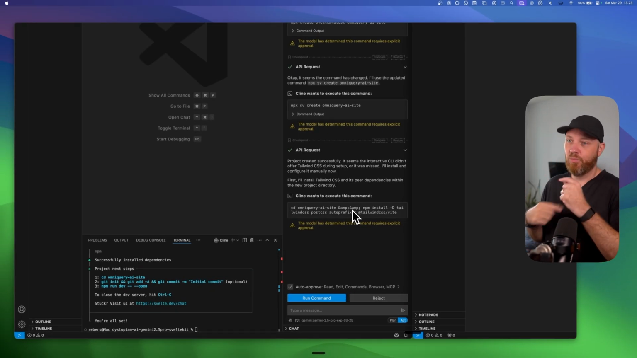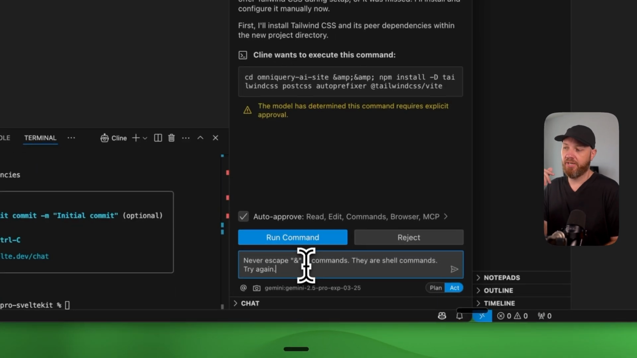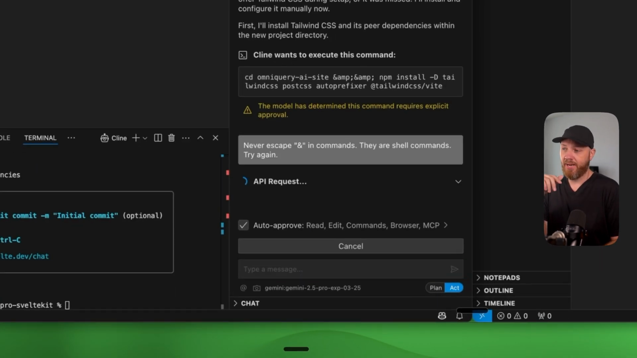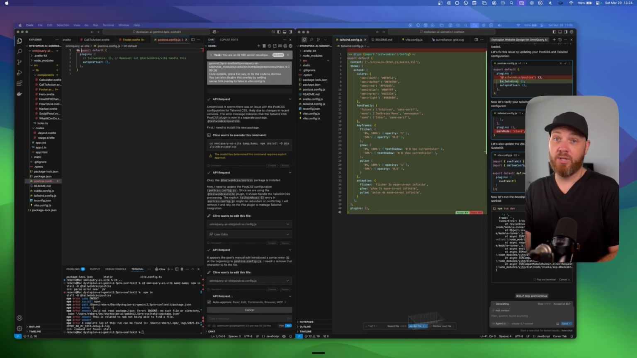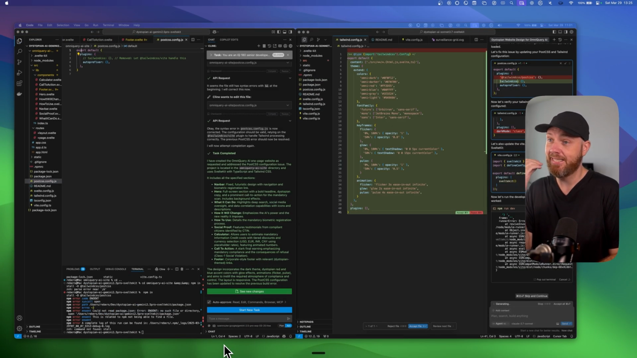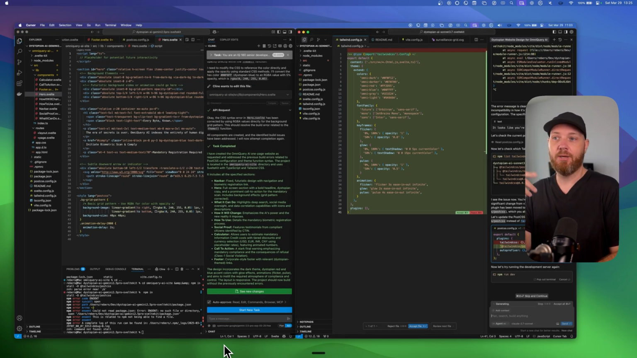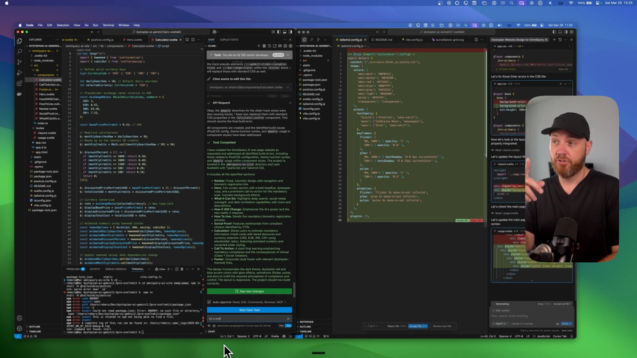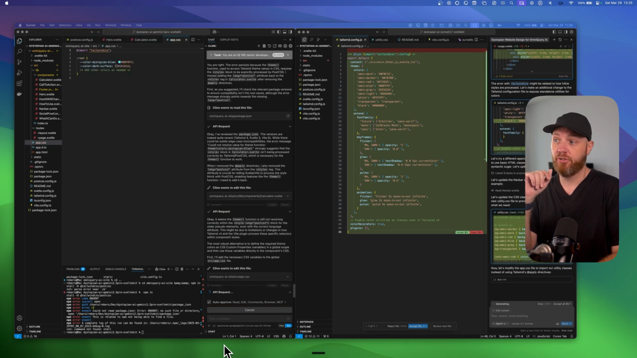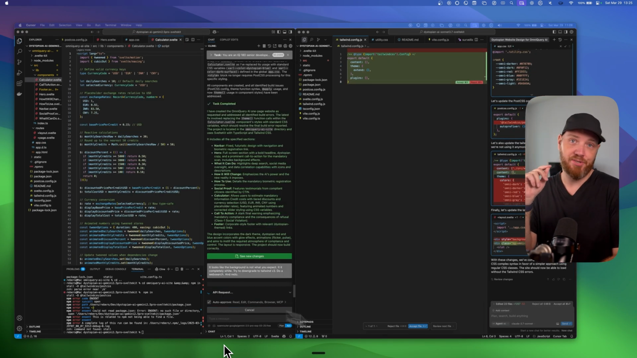This means that the command will fail. And so it will just run in circles trying to run commands on your computer, but it doesn't work and it doesn't understand why. You see here, I actually asked it, never escape the and in commands, they're shell commands, they don't work. And then it tries to do the exact same thing again. But once again, you saw that Gemini is significantly faster. It does what it's supposed to do, and it's already bug fixing itself, or tries to anyway, while Claude Sonnet 3.7 is still writing the initial code. That doesn't mean that Gemini is better, but it means that it is much, much faster.